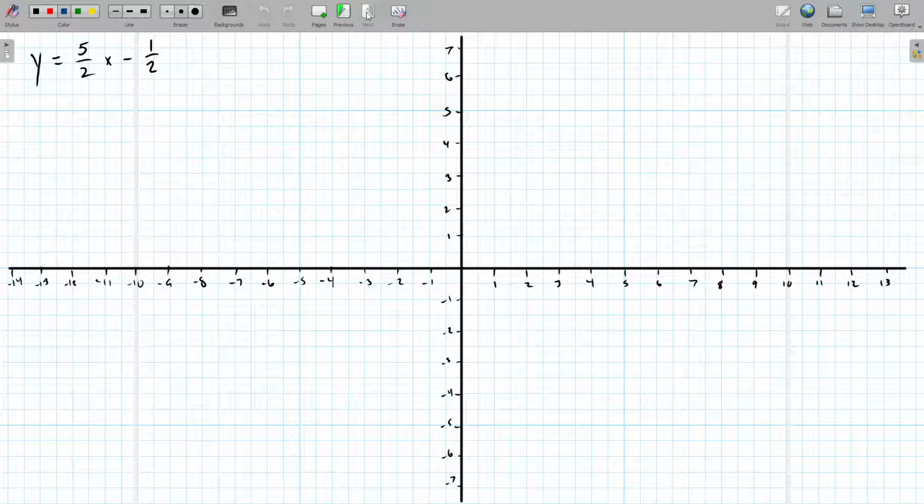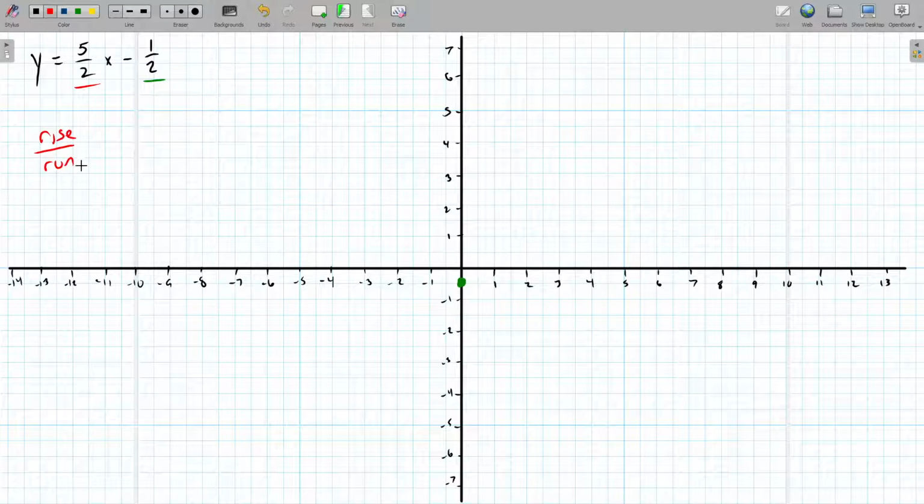We have a third and final example. So in this case, we have a y-intercept that is a fraction as well as a slope that is a fraction. So we're still going to start with the y-intercept. The y-intercept is negative 1/2, so we're going to put that right there. And then we're going to follow our slope, remembering that slope is rise over run. So I'm going to go up 5 and over 2 to the right.